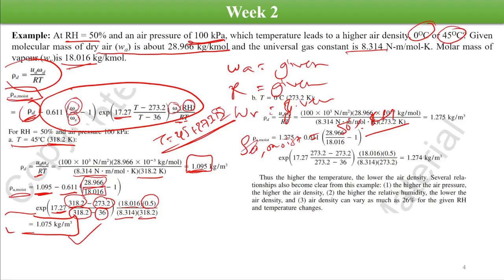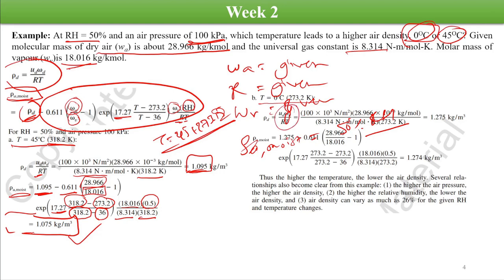Okay. So here, in the B case, that is for the temperature of 0 degrees Celsius, the temperature becomes 273.2 Kelvin. Okay, and just like the first case, first we'll calculate the dry density, considering the relative humidity is 0. So the formula will be the same, UdWd upon RT.